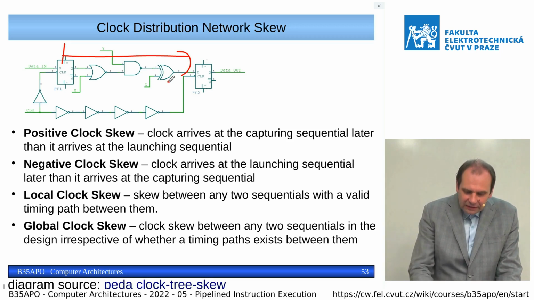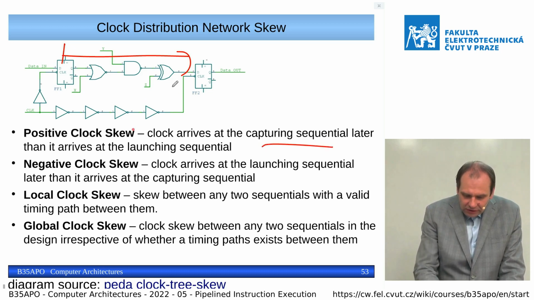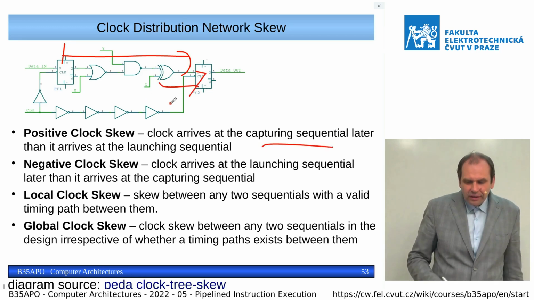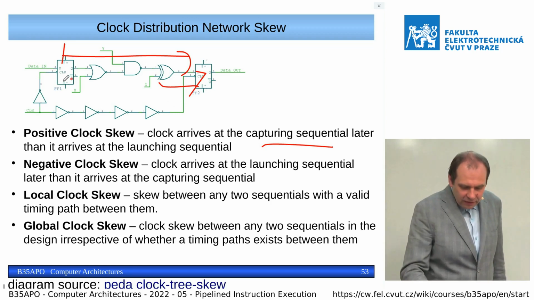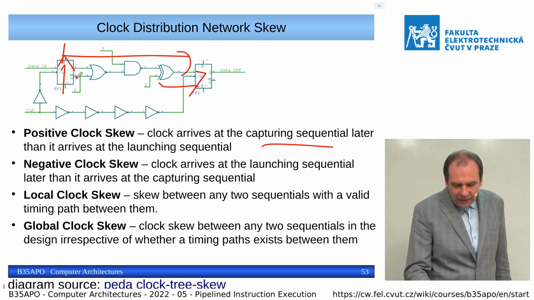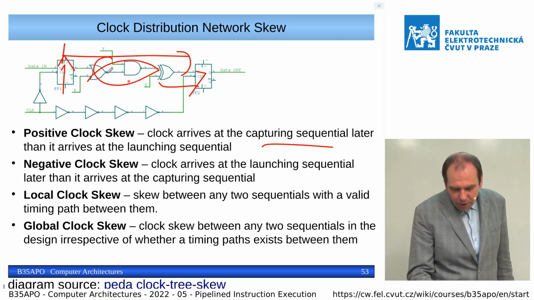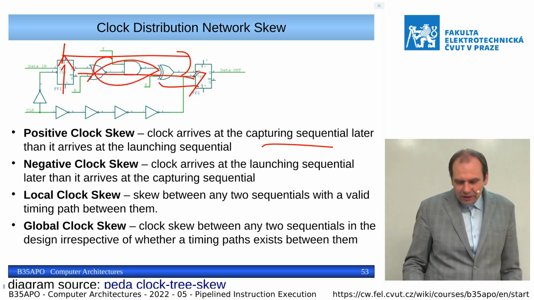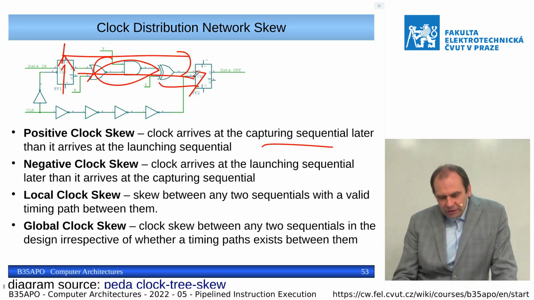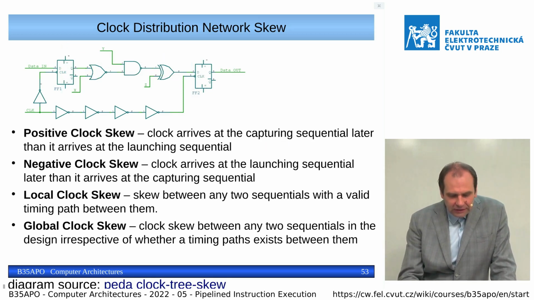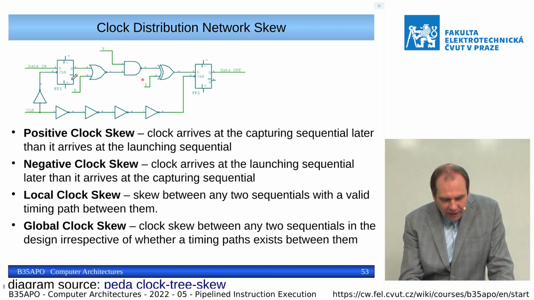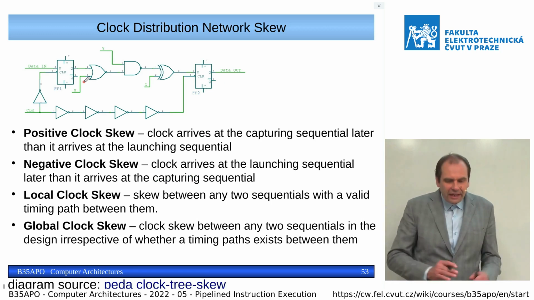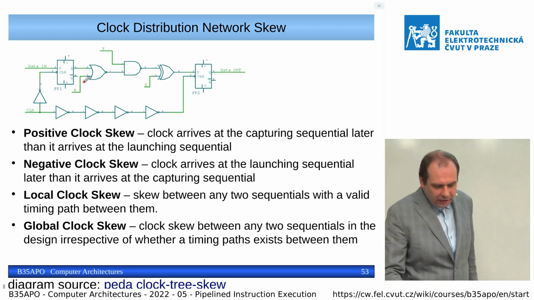At the capturing sequential, the clock is delivered much later than to the one which provides the result. And if the amount of logic here is small, then it is possible that we capture an incorrect value on the next stage. Another option is that the clock arrives at the launching sequential later than on the capturing one. So in this case, again, we can capture an incorrect value.